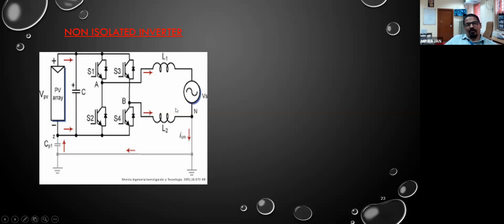Here the problem is there is no transformer. If there is no transformer, there is no isolation. Sometimes the DC component will go to your grid, and that causes degradation. The grid supply is a pure sine wave, whereas here there will be THD, total harmonic distortion. So THD will be more, and with the DC component you get an impure sine wave. There is an impurity in the grid. But this inverter is small and low cost.